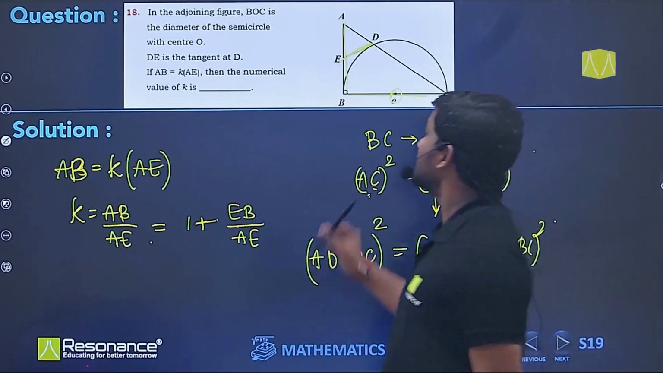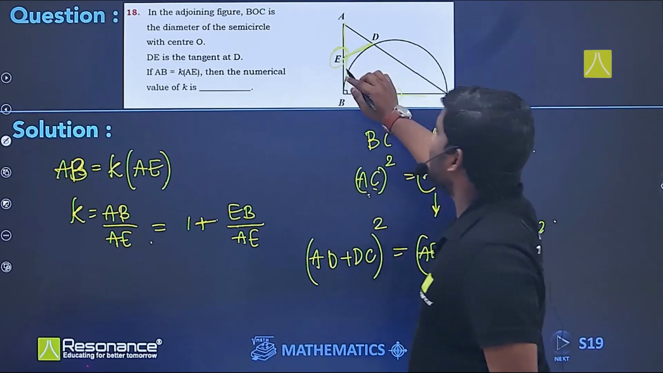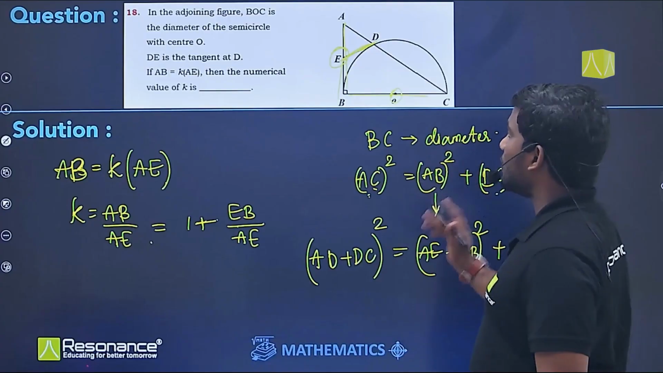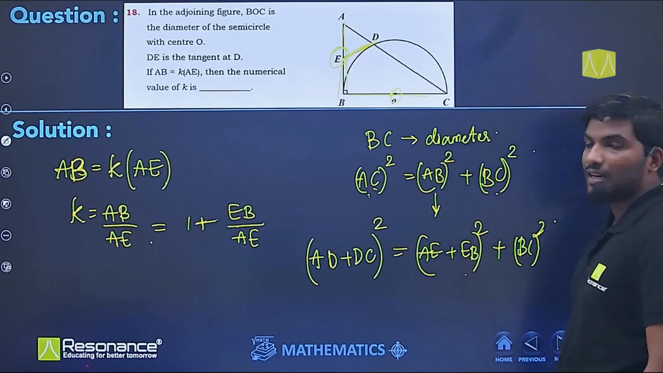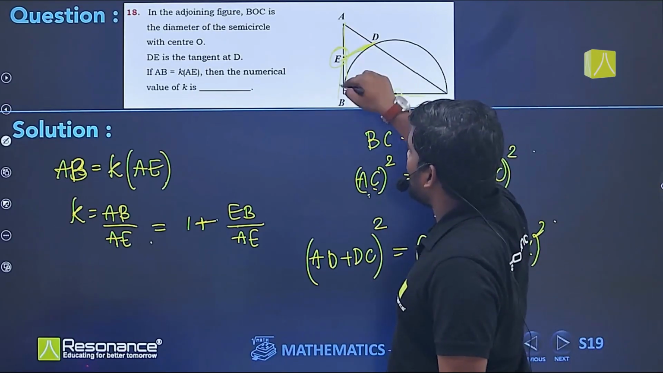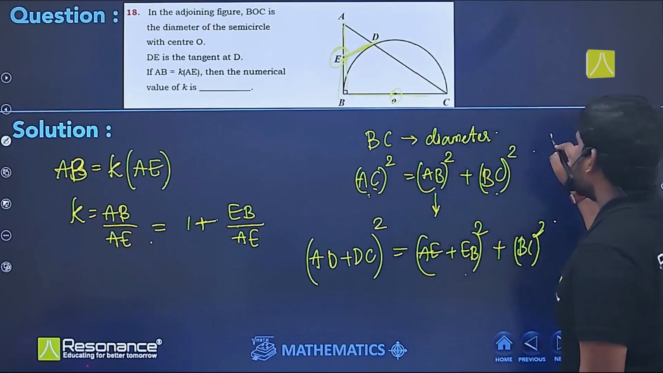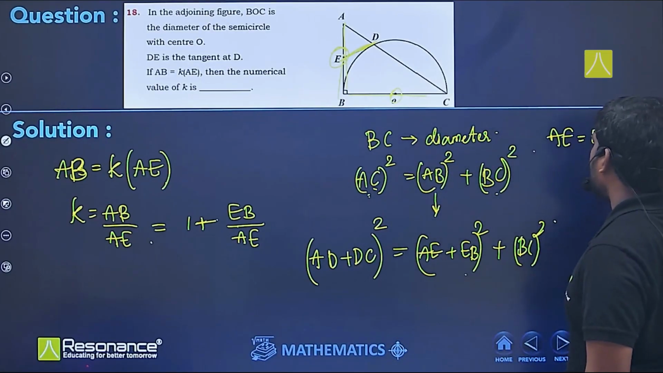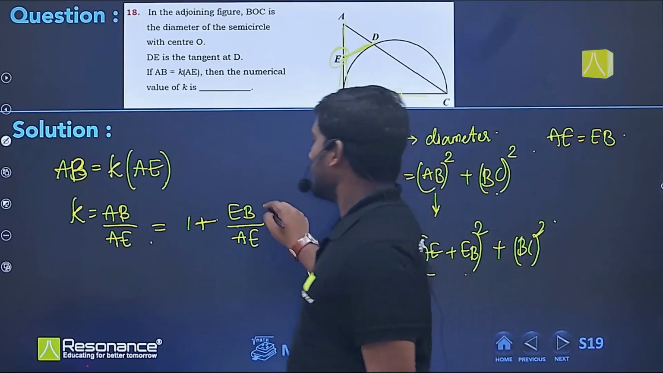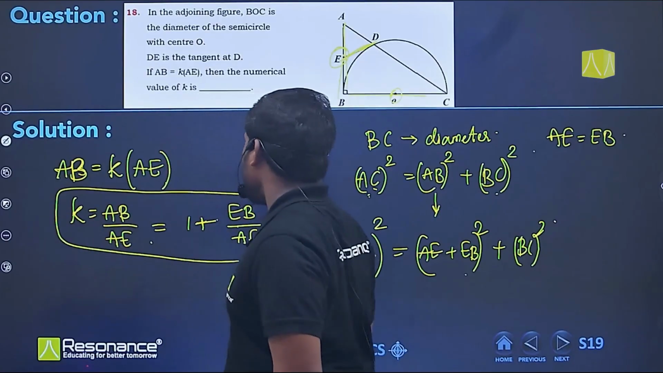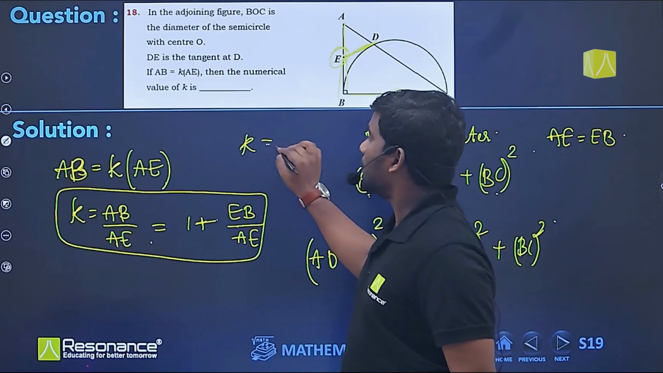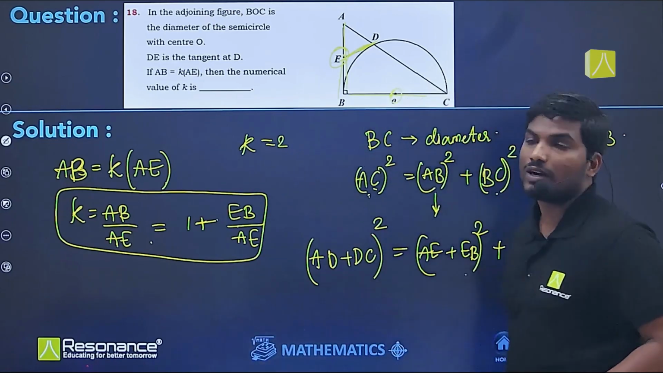Now if you can observe, E is a point from which two tangents are drawn, EB and ED. So EB would be equal to ED, and substituting that here, we are going to get that AE equal to EB. Using that, it is very easy for us to find the value of K: 1 plus 1, so K is 2. So the last question also we got the answer as 2.